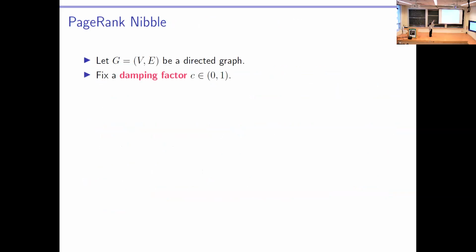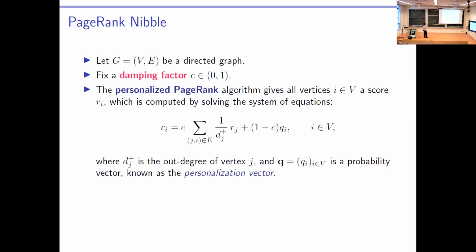So let me talk about what the specific PageRank Nibble algorithm is supposed to be. We have the graph, which is going to be assumed to be directed. We have a fixed damping factor C, strictly between 0 and 1. This is going to be one of our parameters, so I'm going to leave it as an open thing to play with later. And we're going to run standard PageRank or personalized PageRank on our graph in a special way.